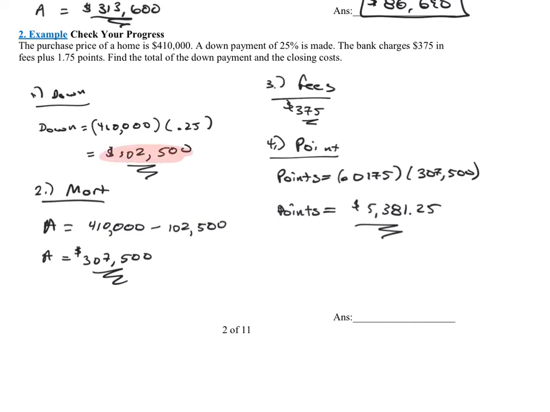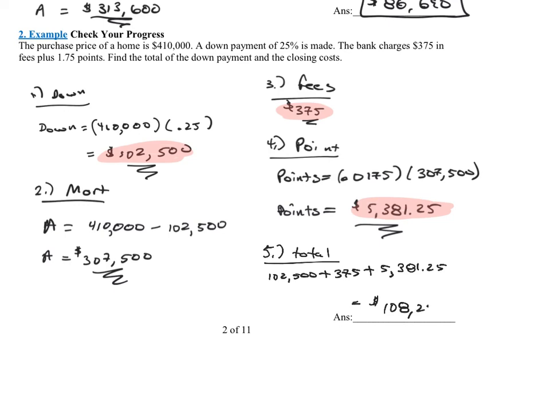Okay, so what does this person need to come to the table with? They have to pay the down payment, they have to pay any fees, and they have to pay any points. So let's add those three together now and see what we get. After adding the three numbers together, I'm getting a total of $108,256.25.